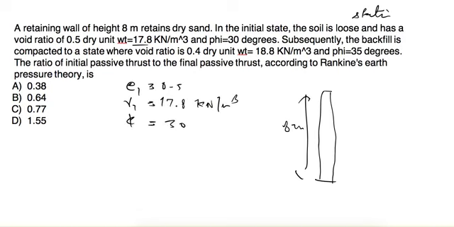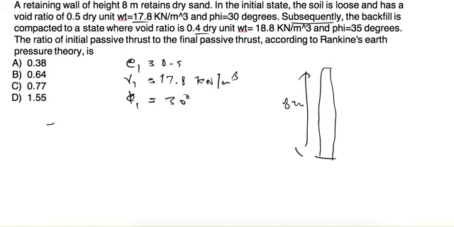phi 1 is equal to 30 degree, and subsequently the backfill is compacted to a state where void ratio is 0.4. So we can say that e2 is equal to 0.4, gamma 2 is equal to 18.8 kilonewton per meter cube, and phi is equal to 35 degrees. Now what else is being asked? The ratio of the initial passive thrust to the final passive thrust. So we need to find out the ratio of passive thrust according to Rankine's theory.